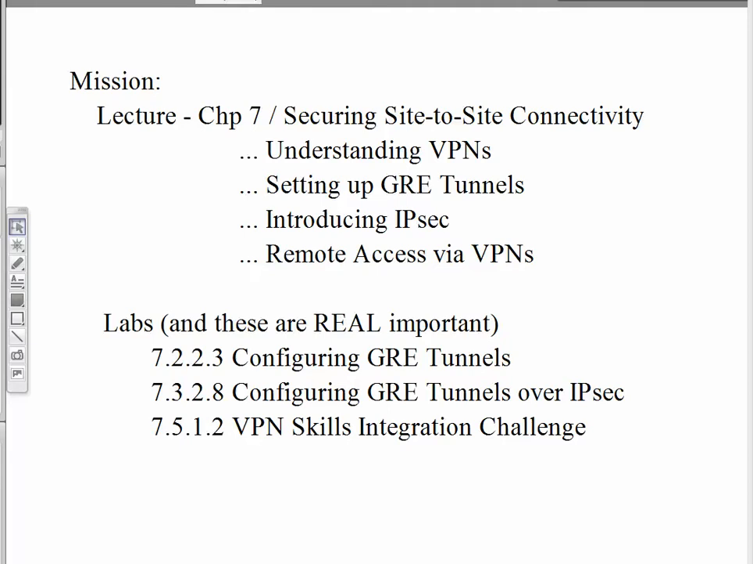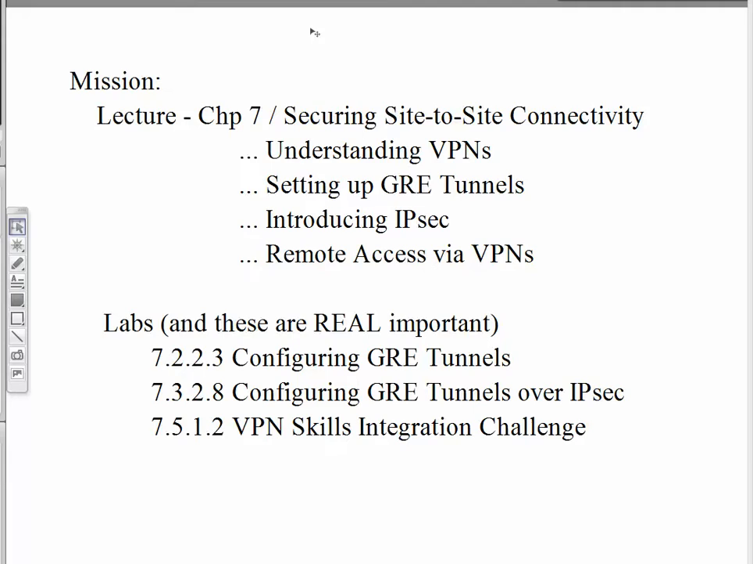Second section is setting up a basic site-to-site tunnel. Now, the GRE tunnel that we're going to talk about first is not something that you will typically set up in most organizations because it's not a secure tunnel, but it is a tunnel. Then we'll get into section 3 on IPsec, which is the mechanism to secure your tunnel.